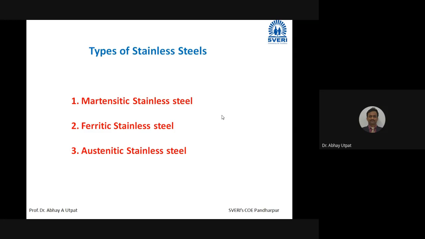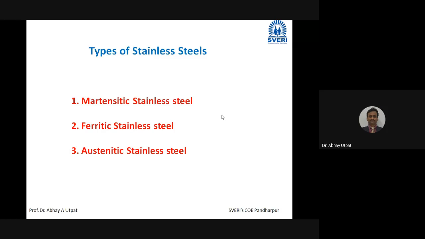Now, out of these three, which phase is harder? I will ask anybody now. Omkar Mashalkar. Yes, sir. Omkar, can you answer this question? Out of three phases, that is martensite, ferrite, and austenite, which phase is harder? Martensite, sir. Okay, correct answer. So ferrite and austenite are soft.